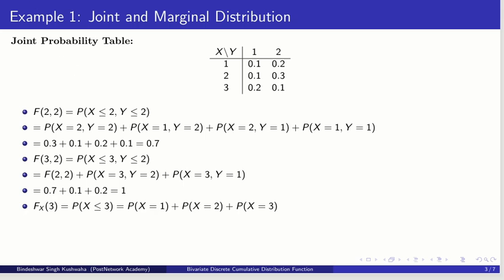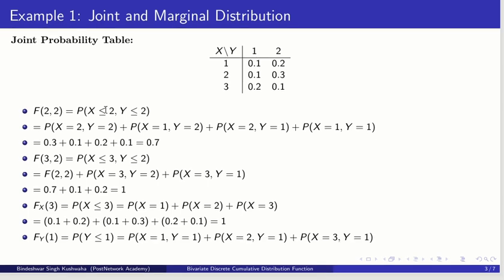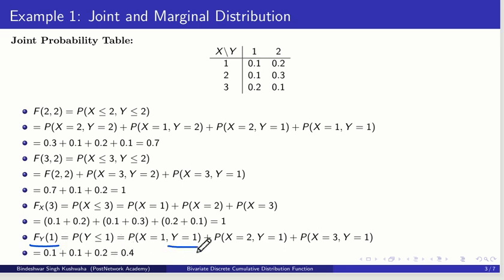F_X(3) is the marginal CDF. So for F(3), X is less than or equal to 3, covering 1, 2 and 3. In the same way for Y equal to 1, we have to take P(Y=1), and we will get 0.1 plus 0.1 plus 0.2. It also means that Y is fixed and X will vary. So that would be for F(1).